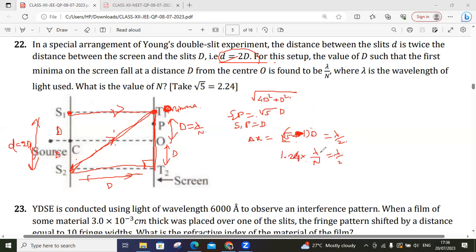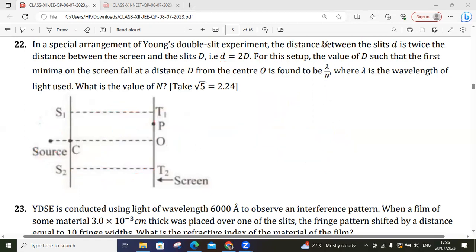Right? Lambda cancels. N they have asked. N is equal to 2 into 1.24, that is 2.48. Okay.